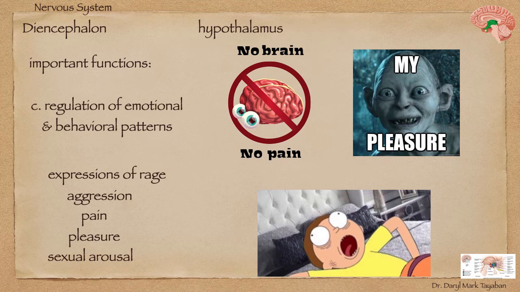So, the hypothalamus also helps in the regulation of emotional and behavioral patterns. It is somehow involved in the expression of rage, anger, aggression, pain, pleasure, and sexual arousal.